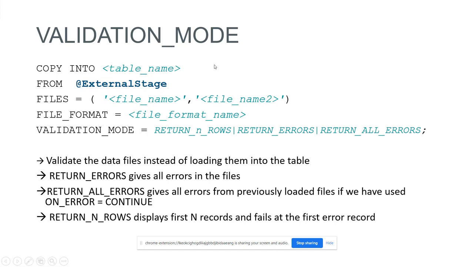First of all, let's look into the validation mode. The syntax of validation mode will be like this: the copy command, then validation mode equals return n rows, return errors, or return all errors. So we can use any of these options. There are three options available for validation mode. Let's see what is meant by validation mode and what is meant by all these options.